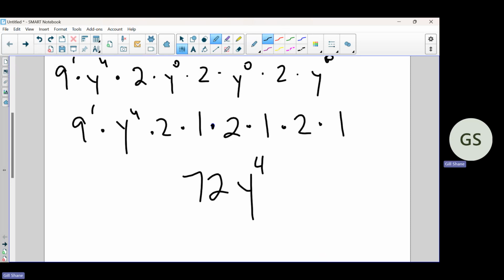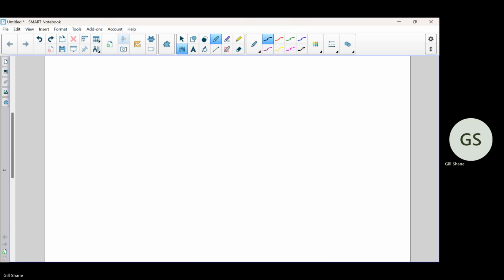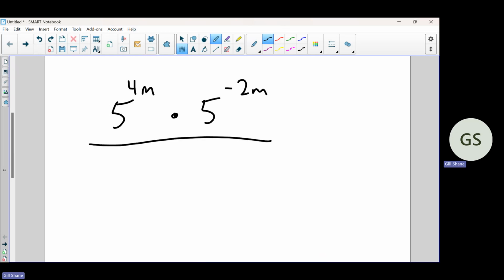Let's see how I'm going to do that one. I'll just make this one up. It's similar. So let's say we have 5 to the 4m times 5 to the negative 2m divided by 5 times 5 to the just m.